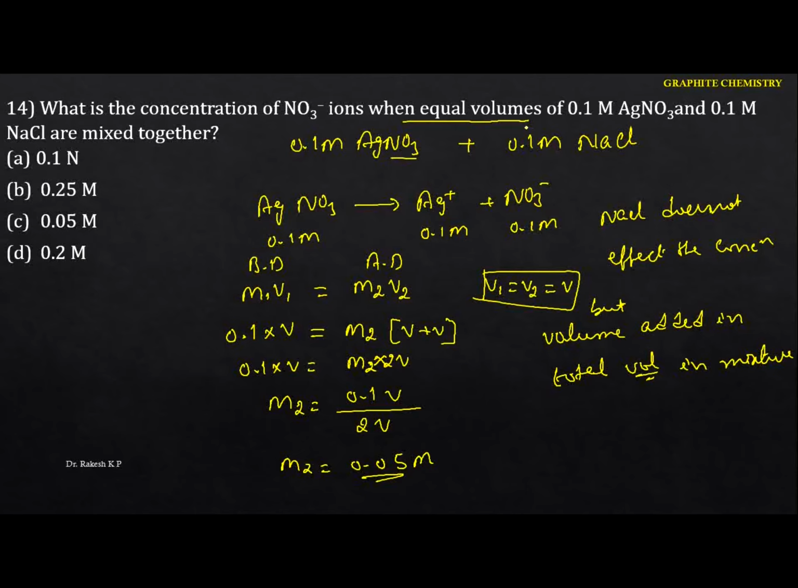Initially, for example, we have 50 ml of AgNO3, and again we have 50 ml of NaCl. That means when you mix them together the volume will increase, and the concentration of the nitrate decreases. Because NaCl does not affect it, but the volume does, which decreases the concentration, the option will be C. Okay, so next one.